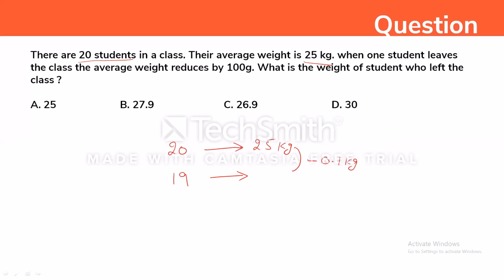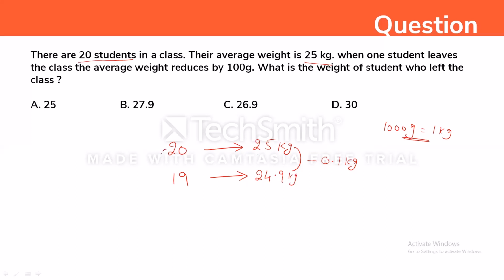0.1 kg is nothing but 100 grams. I'm just converting grams to kgs, and I hope you all know that 1000 grams is equal to 1 kg. Based on that, 100 grams means 0.1 kg. Now the average weight will become 24.9 kgs. Hope you all are clear with this.